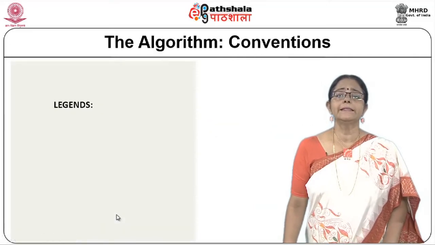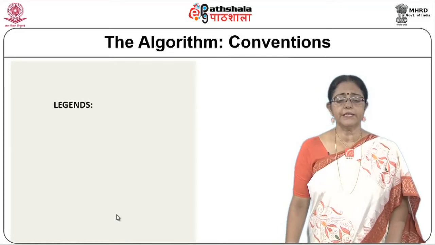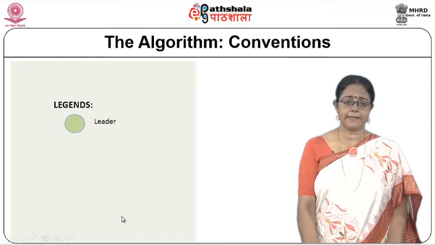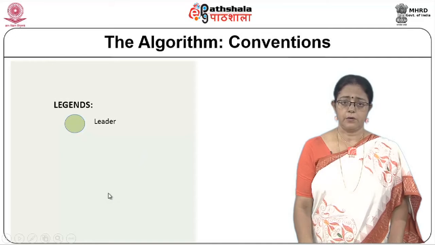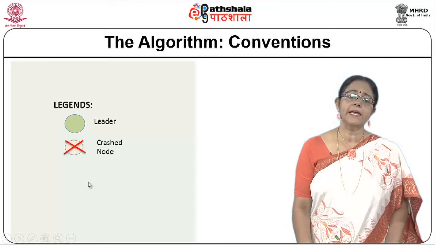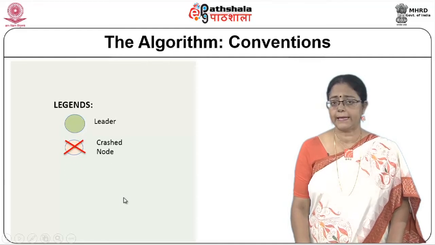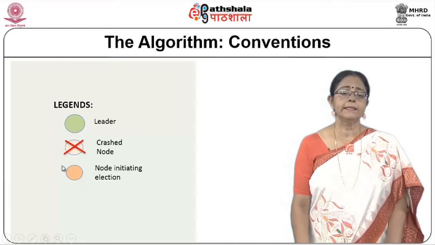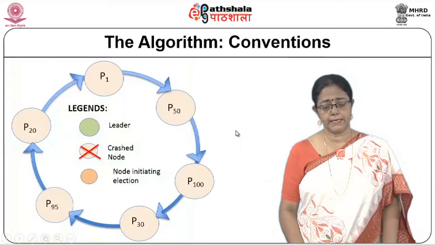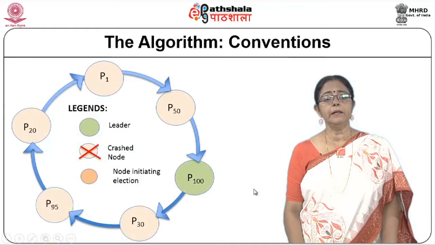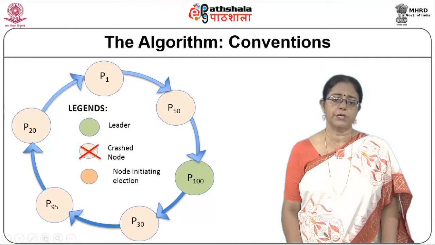Now, we will take an example to understand how the ring algorithm works. For this, we have to decide the legends, and here are the legends. A green colored node will be considered the leader node. If a node has crashed, then we put 2 red lines across it to indicate a crashed node, and this red colored node is the election initiator. So, in our example, P100 is the leader node or the coordinator node.